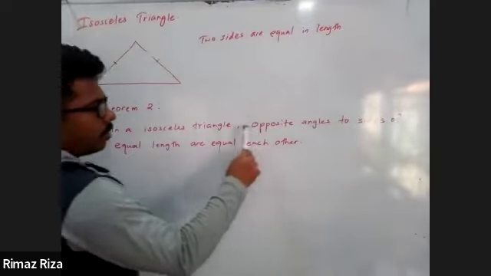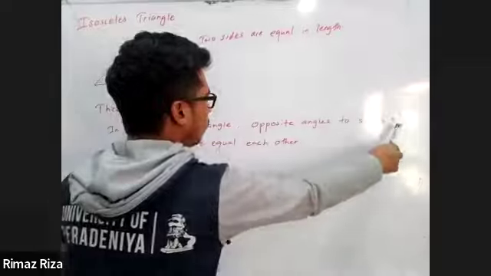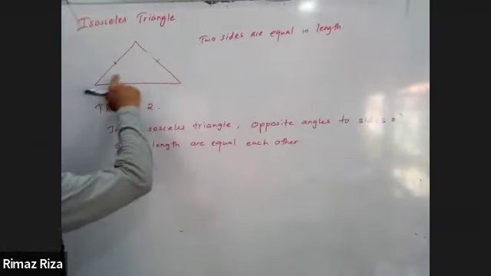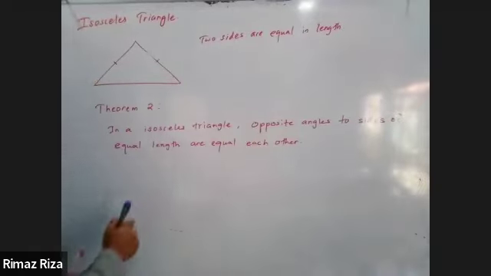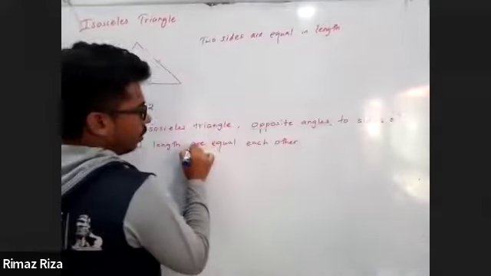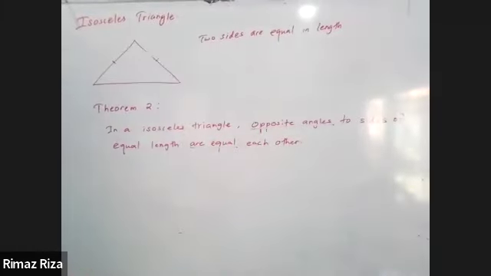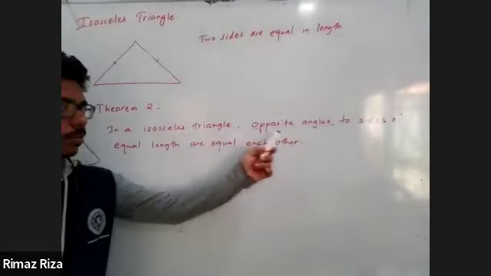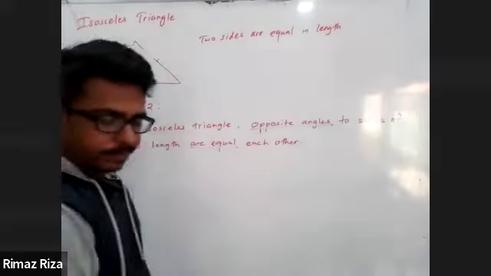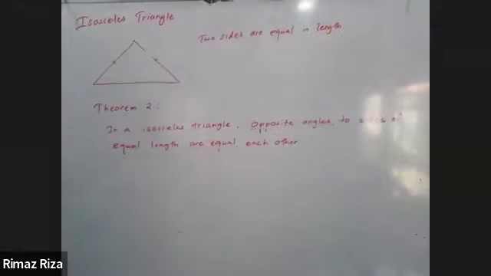In an isosceles triangle, the angles opposite to sides of equal length. So these are the sides of equal length, so opposite angles are equal to each other. Simply you can remember: opposite angles are equal. Clear? Okay. So I'll give you some questions.